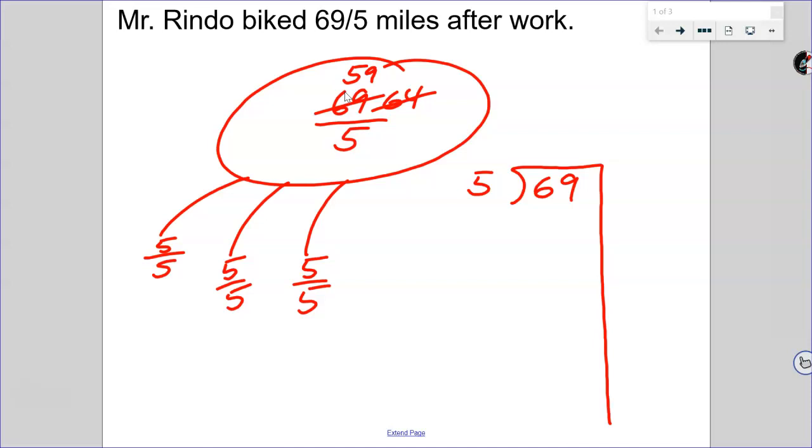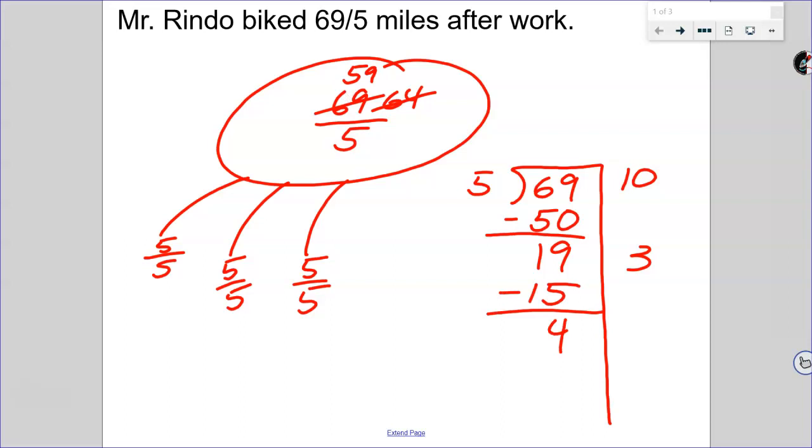So now that I've written it out like that, this can be a lot more efficient. I would start by doing 5 times 10. So if we start with 5 times 10, that means I'm going to be subtracting 50, and that's going to leave us with 19. And at that point, I can do 5 times 3, because 5 times 3 is 15, and when I subtract that, that leaves us with 4. So what do we see right now? We see that we don't have enough to put one more in each group, so we know that our answer would be 13 with a remainder of 4.